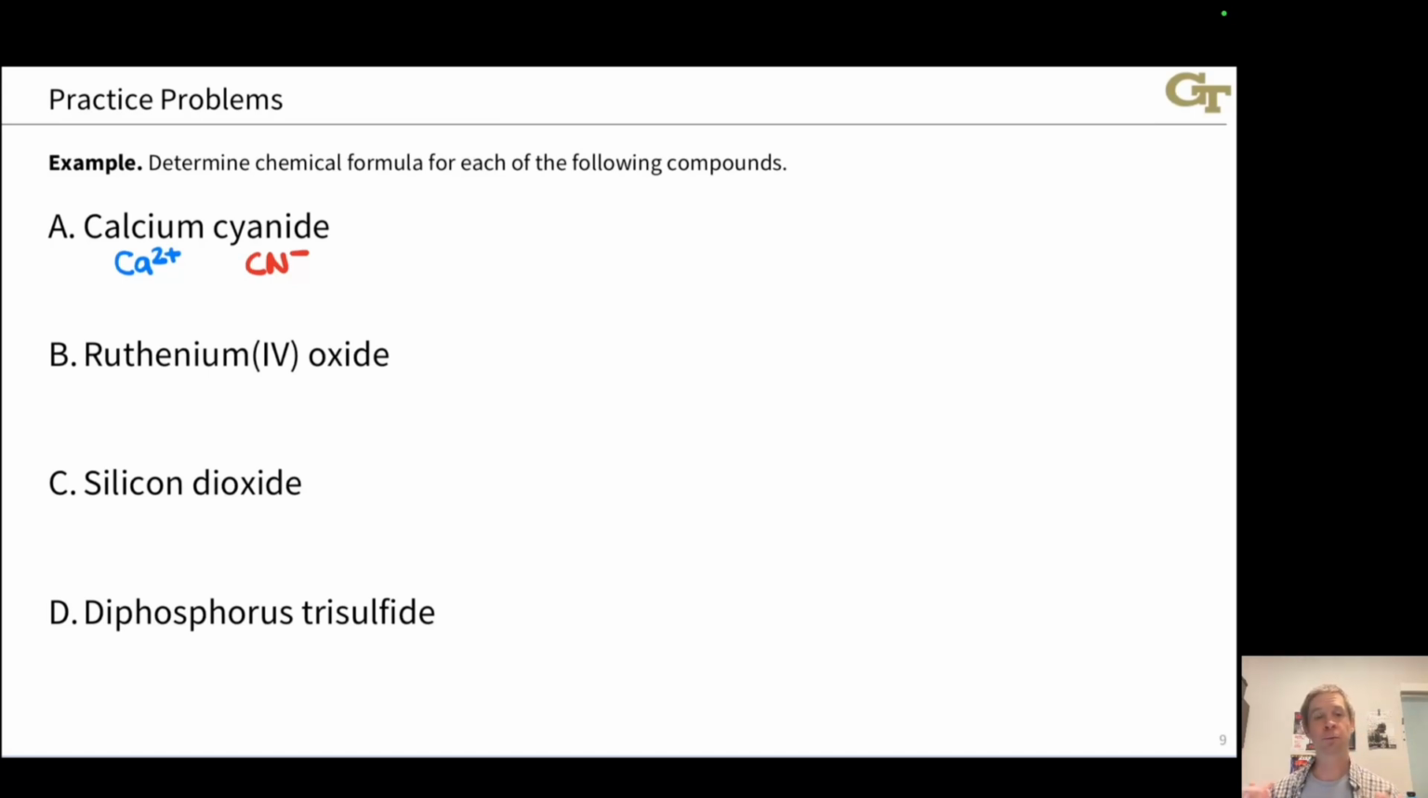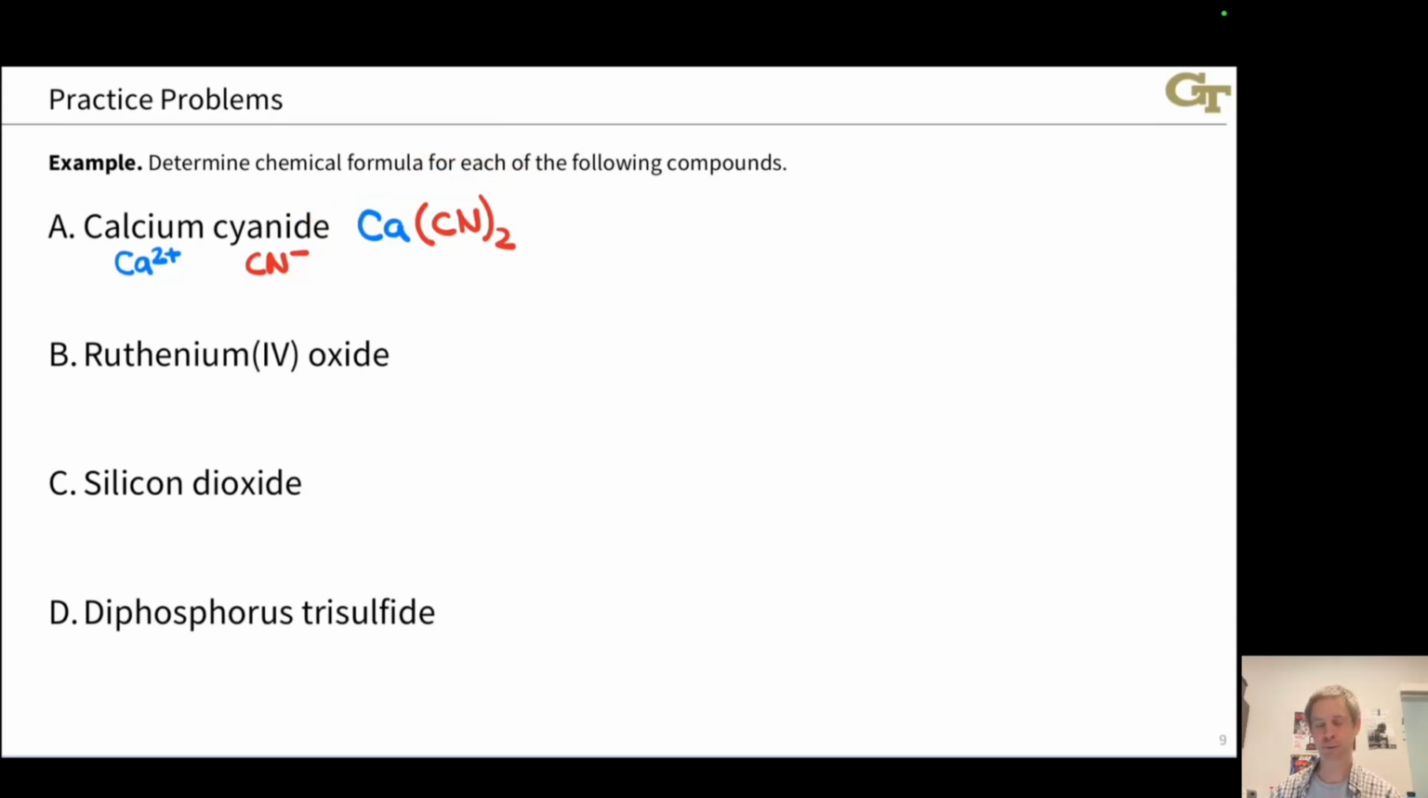And to generate the formula from these ions, we put them together in a way that ensures electrical neutrality overall. So the formula will contain Ca listed first and CN listed second, but we're not done. We need enough CN⁻ anions to counterbalance the charge of Ca²⁺. And so we need 2 CN⁻ in the chemical formula. So Ca(CN)₂ is how we would write this formula. The name is calcium cyanide.